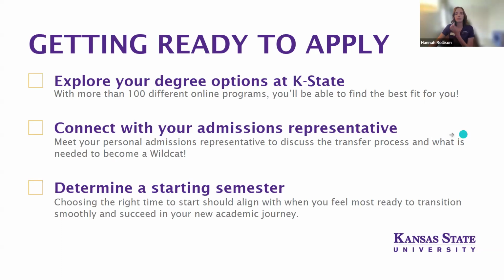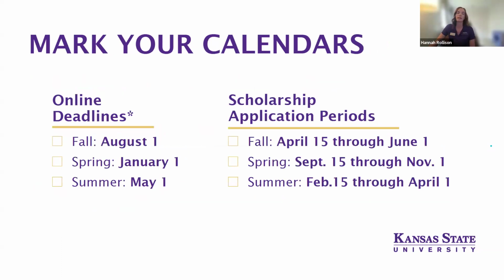Then we'll go ahead and move on to dates and deadlines on this next page. As you're thinking about applying to K-State, you do want to keep in mind our application deadlines. These are the dates that you see on the left-hand side of the presentation. For our fall semester start date, you'll want to get your application in by August 1st. If you're wanting to start in the spring, the application deadline will be January 1st. And if you're wanting to start in the summer, the application deadline is May 1st.